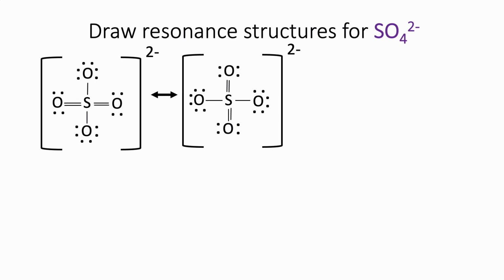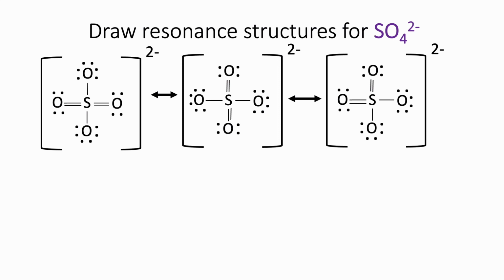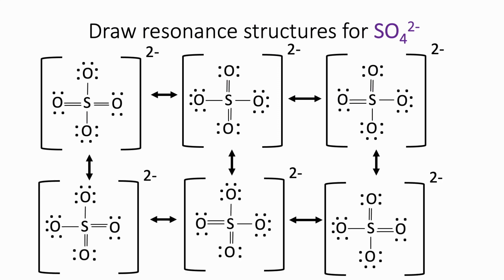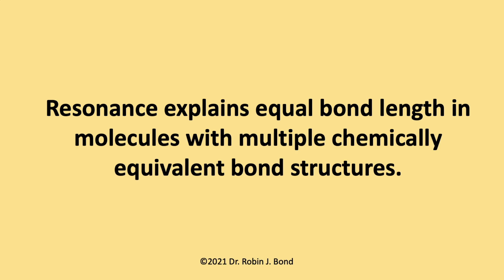Is that the only way that we can have two double bonds? No, it's not, because we can also, let's say, do this, and that, and that, and that. There are 6 possible structures. So this idea of resonance looks kind of crazy when you think about all the possible structures, but really what it is showing you is the possibilities of where those electrons could be as they move throughout the structure.